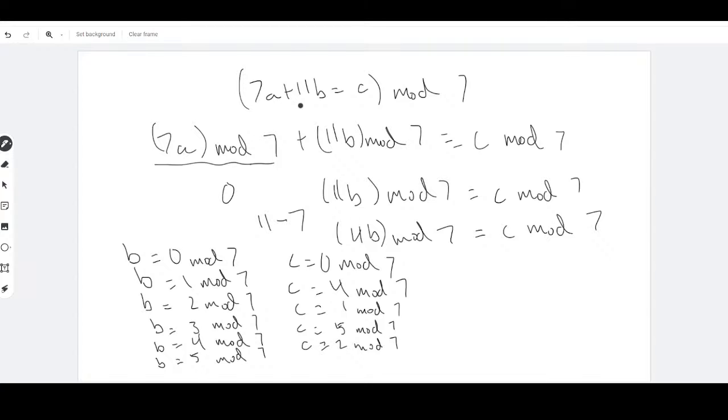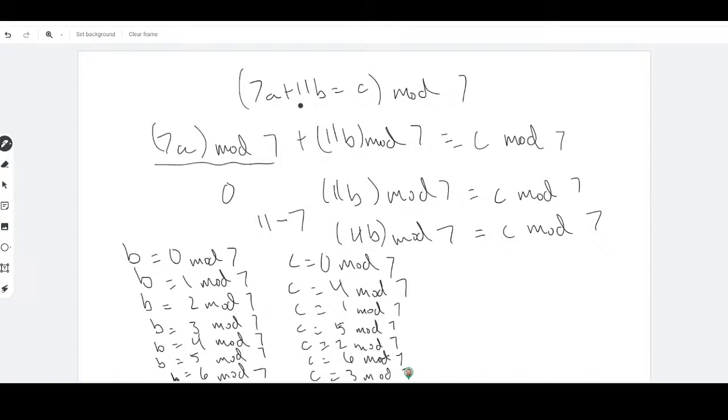You can also think about it like this: the highest multiple of 7 that is below 20 would be 14, right? And 14 is 6 away from 20. So that's another way you can think about how mod works. So if B was 5 mod 7, then C would be equal to 6 mod 7. And then lastly, if B was equal to 6 mod 7, then we have 24 on the left side, and 24 mod 7 would be 3, right? So then C would have to be 3 mod 7.